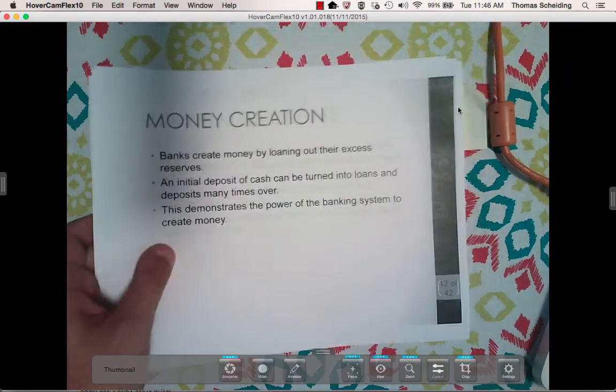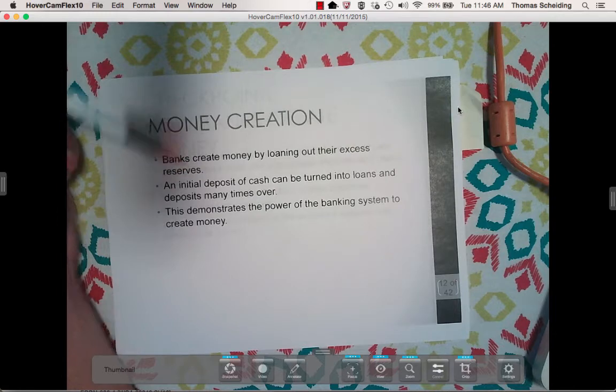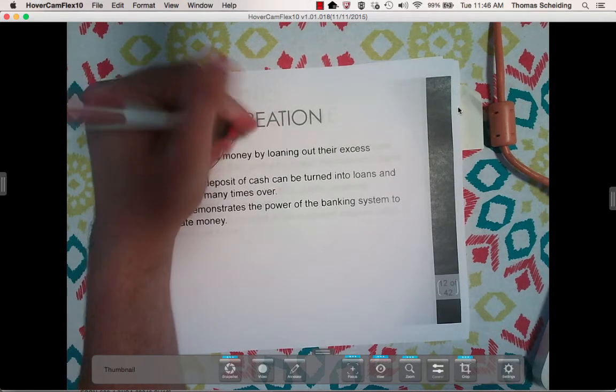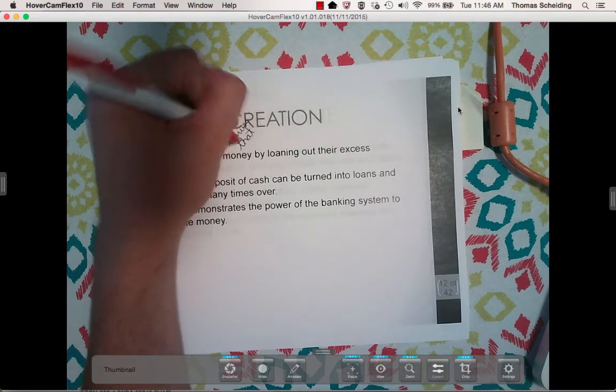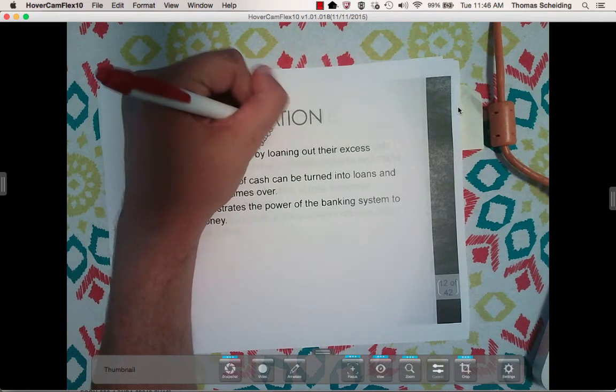So in that money creation process, then, the banks are making money by lending out their excess reserves. This would be the money, the reserves, that exceed the reserve requirement.